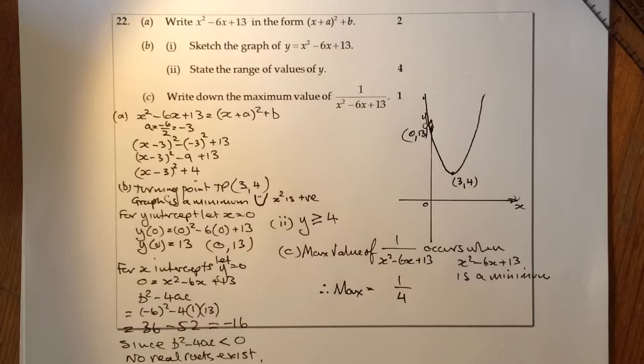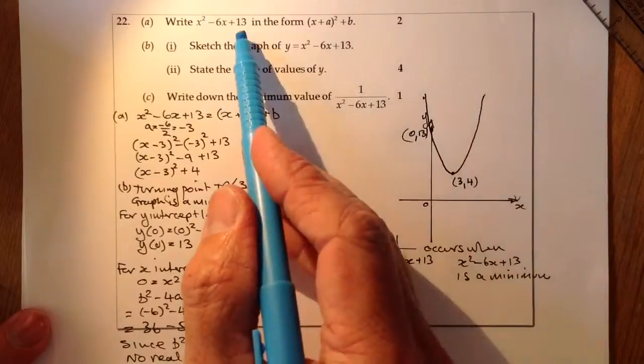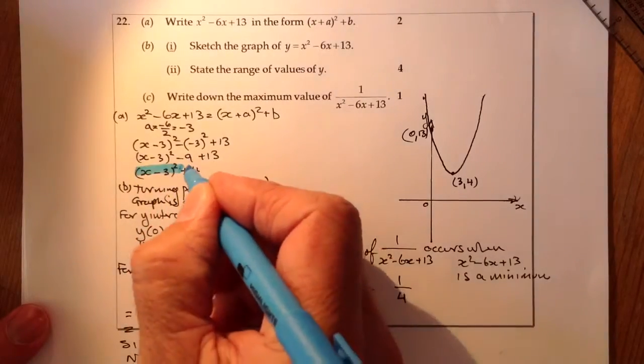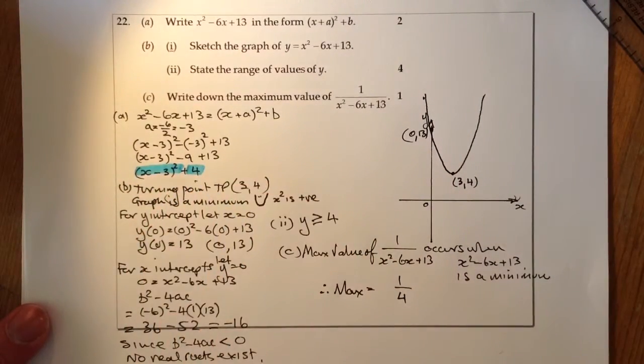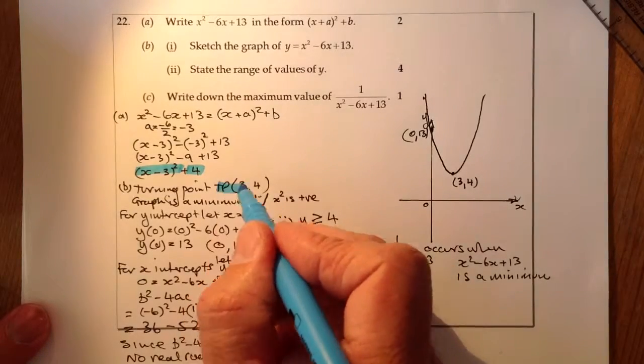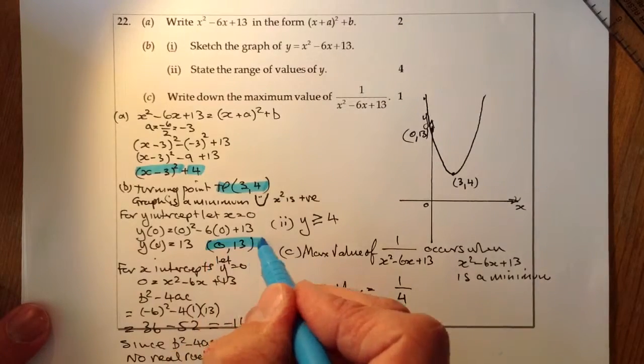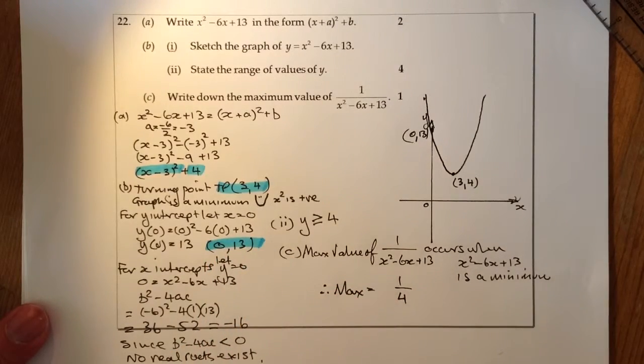Okay, let's see the marking for this one. Right, so I'm going to go for the 2 marks that we're going to get for completing the square. I'll go for 1 mark for getting this part here, 1 mark for getting the 4. For the next one, I'll go for 1 mark for getting the turning point. I'll get the next mark for the y-intercept.